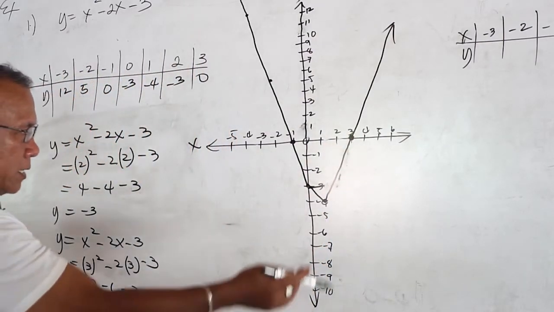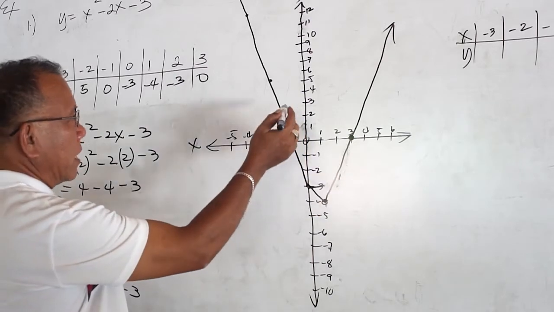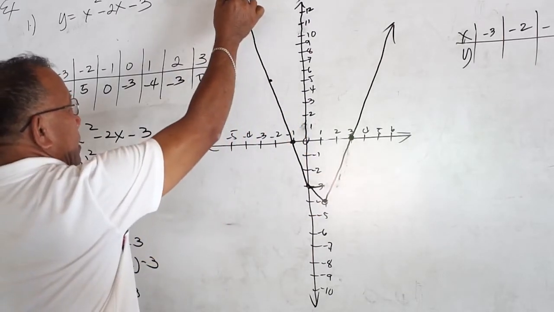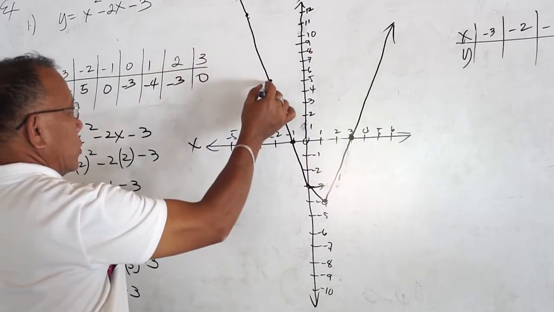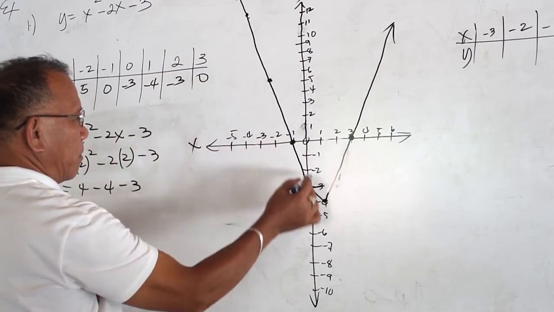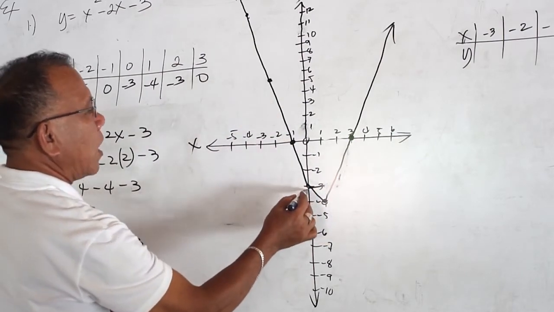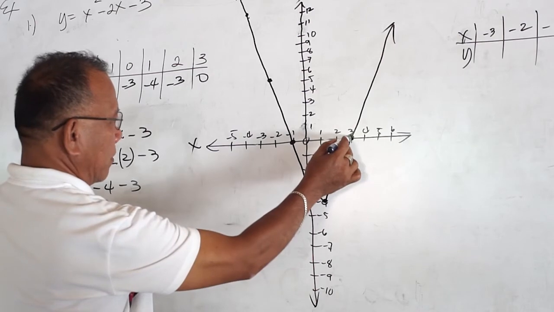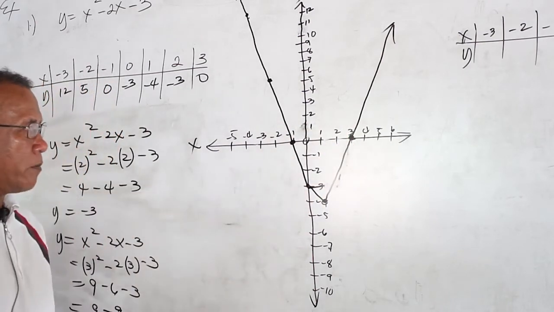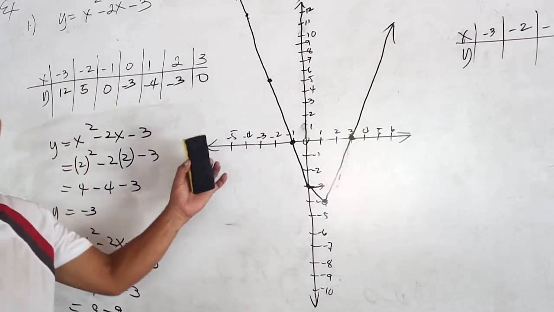Okay, so this is now the form of the graph. The graph is a parabola. So this is now the quadratic function. The form of the graph is a parabola.